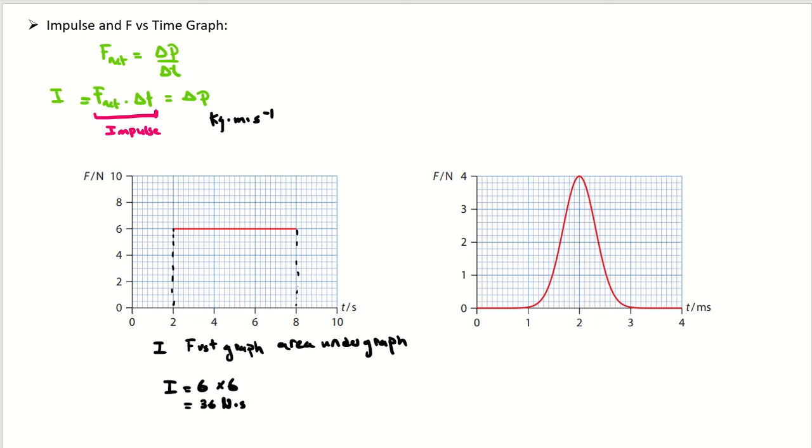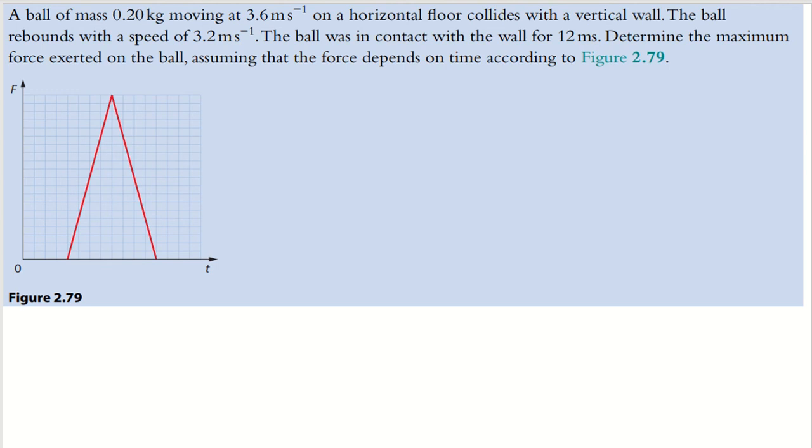Now let's try to solve this example. Also, this example is in your SOCUS book, if you have it. It's the Cambridge book. It has a lot of nice examples and it prepares you well for your exam if you want. So here he's saying a ball of mass 0.2 kilogram moving at 3.6 meter per second. So this is the initial velocity, and this is the mass of the ball. On a horizontal floor, it collides with a vertical wall. The ball rebounds with a speed of, so this is the final speed. The ball was in contact with the wall for 12 milliseconds.